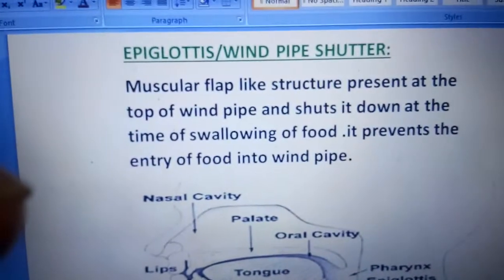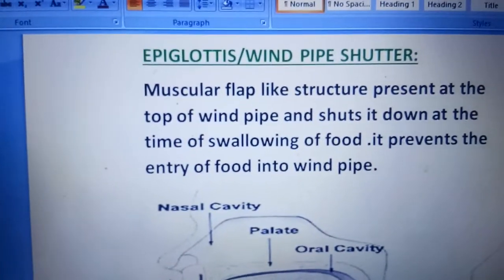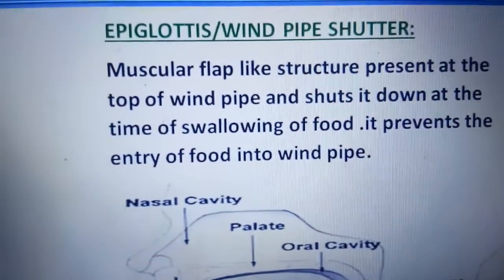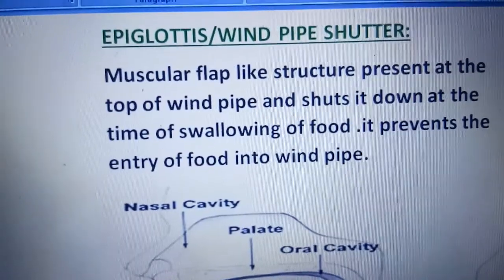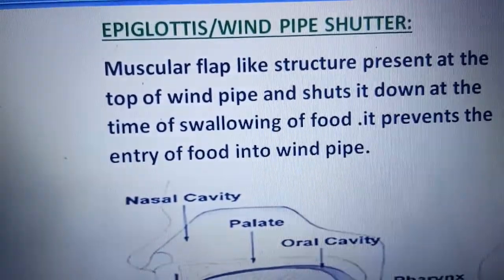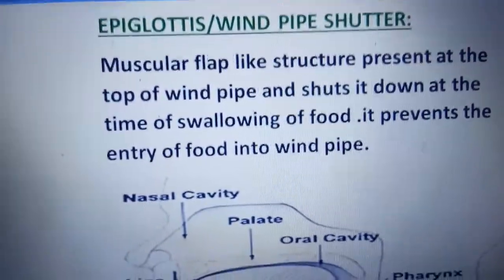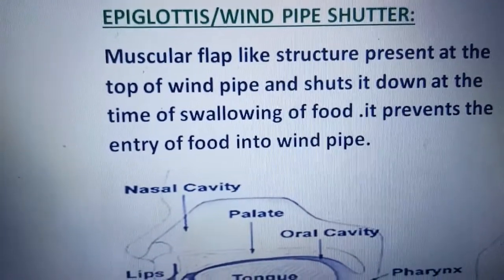Beta ji, epiglottis is actually a muscular flap, a thin layer of muscle present at the top of the windpipe, and it shuts the windpipe down at the time of swallowing of food. You will ask, ma'am, why are we discussing windpipe? We are discussing the digestive system.